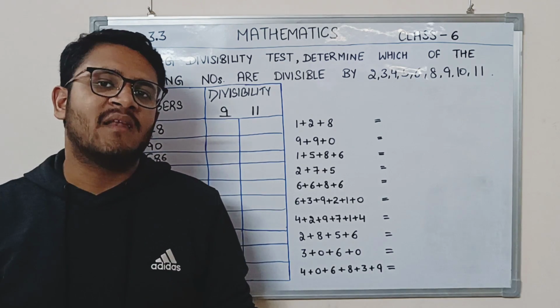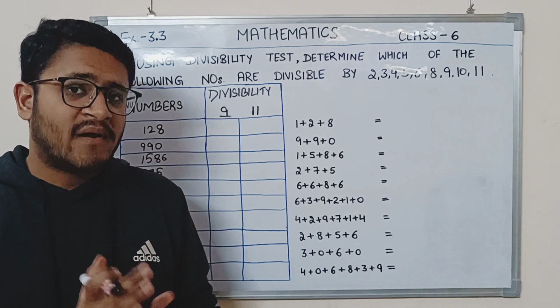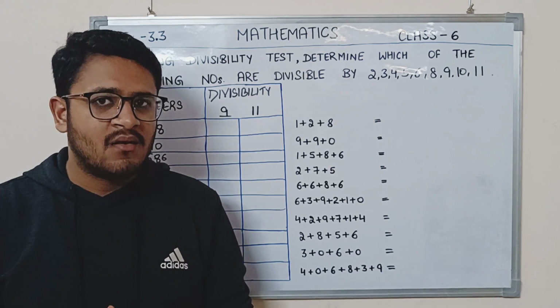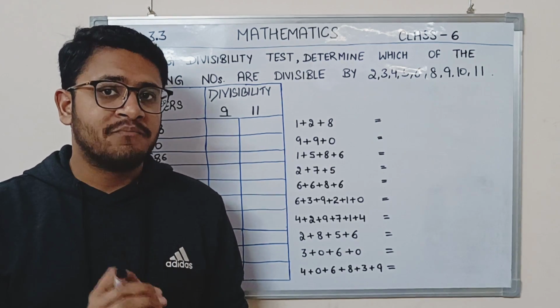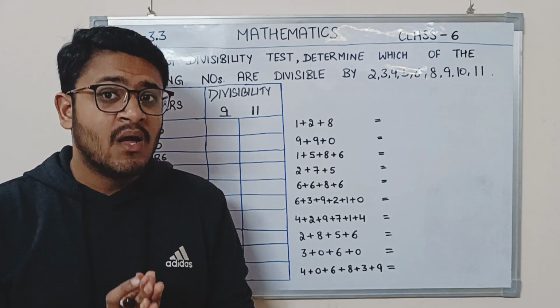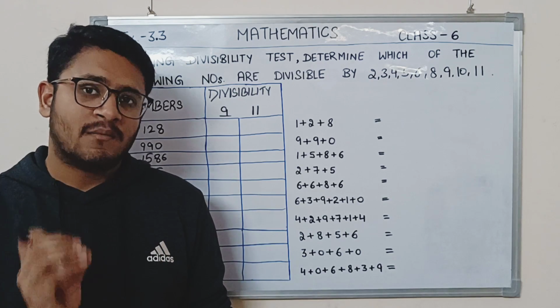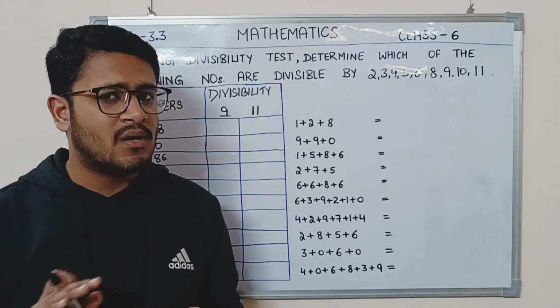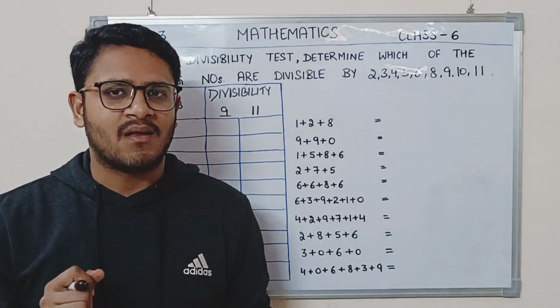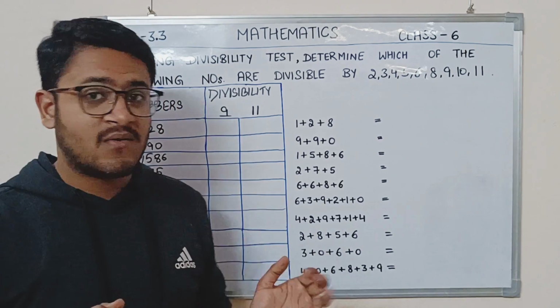What divisibility by 9 says is, in order to find whether a number is divisible by 9, we will sum all the digits of that number, and if the sum that we got is divisible by 9, then the whole number will be divisible by 9. So let's start with the examples.